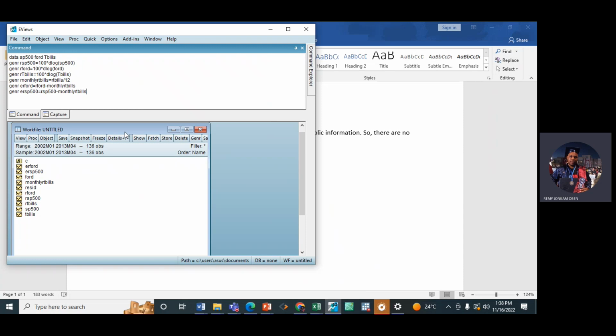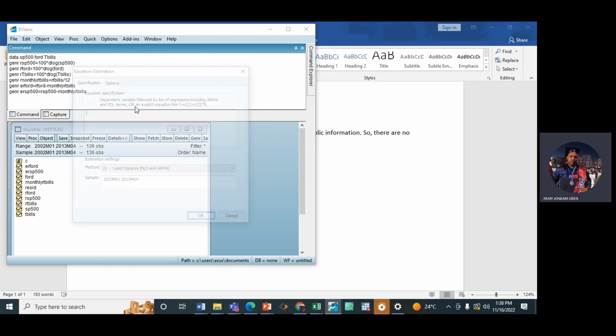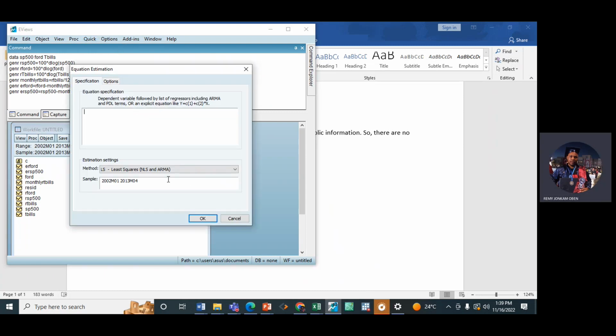So you want me to run the regression again? No, just the last one, to find the coefficient of beta one. But I deleted the regression, so I have to anyway. Let's do it. Quick estimate. What was the dependent variable? Excess return for the stock, constant, excess return SP 500.